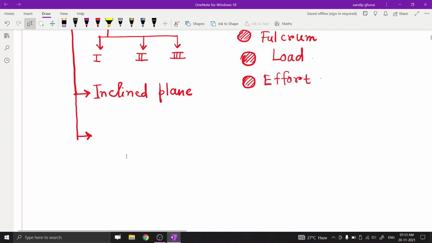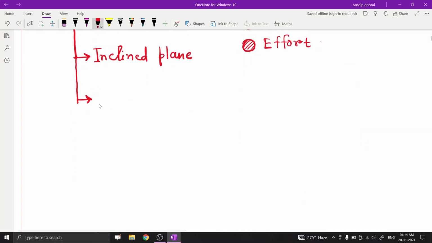Now we move to our third type of simple machine. What is the machine? We take the screw. What is a screw? Generally, a screw is a cylindrical rod marked with a winding spiral edge. It is generally used to lift some amount of load. So it is a cylindrical rod marked with a winding spiral edge.